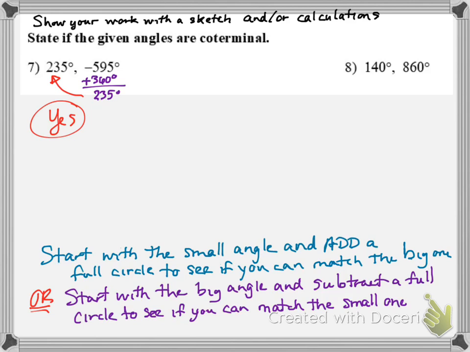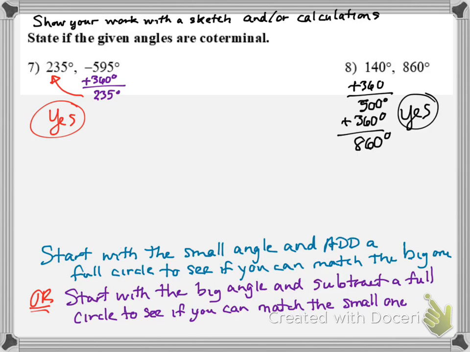Let's look at the other one. This time they're both positive. I'm going to start with the small one and I'm going to add 360 degrees, which is 500 degrees. Not there yet, so add another 360 degrees, and it matches up perfectly to 860 degrees. So again, my answer is yes.